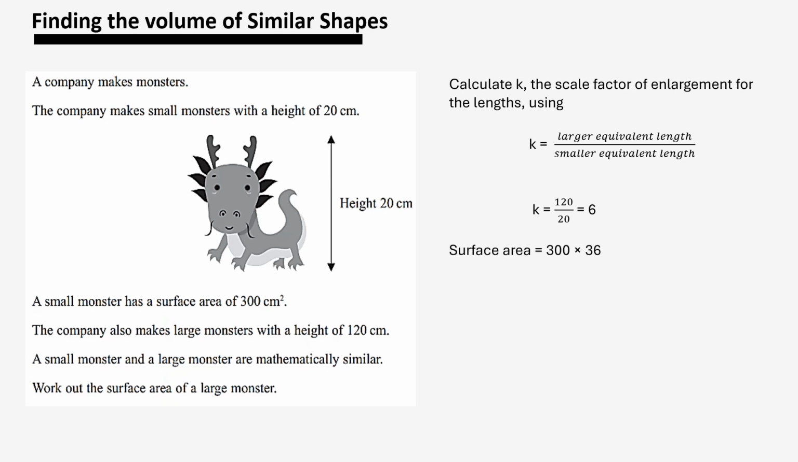Now the surface area which has been given for the smaller monster is 300 centimeters squared. It is going to be multiplied by k squared, as I mentioned before. So k squared means 6 times 6, because k's value is 6. So 300 times 36 is going to give you 10,800 centimeters squared, and this is how you need to find the surface area of the bigger monster.